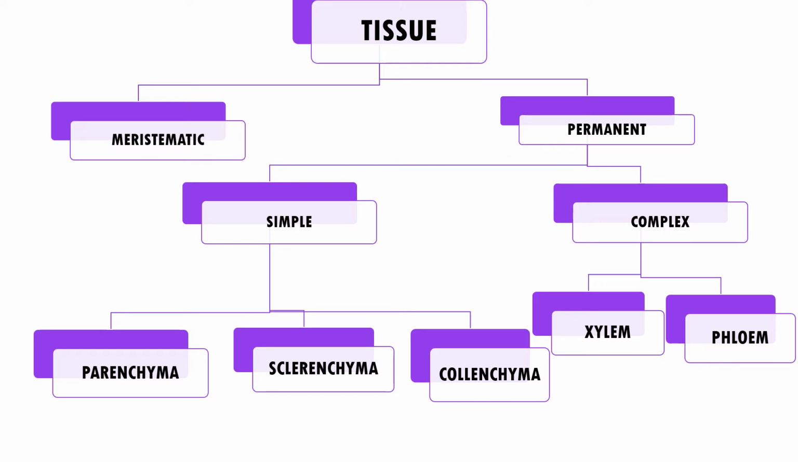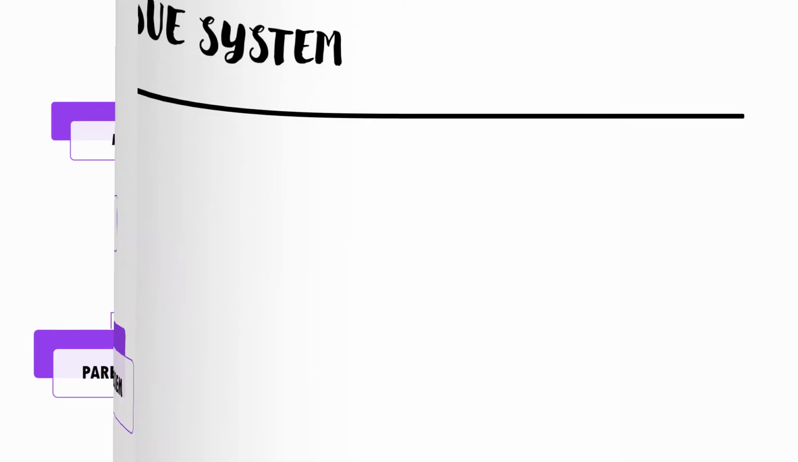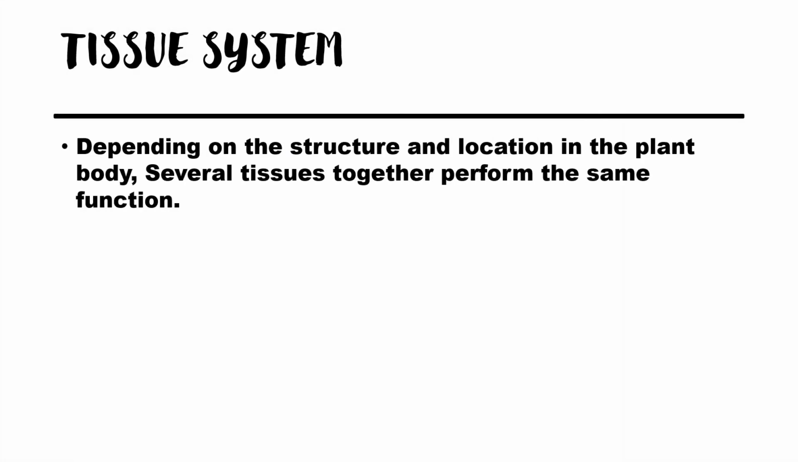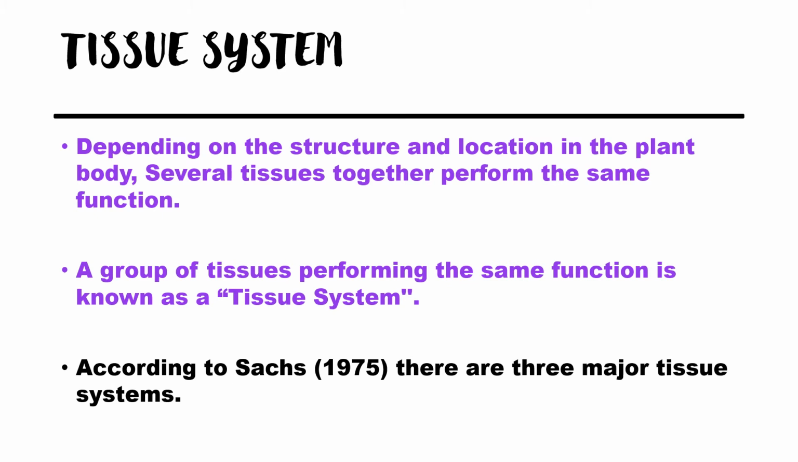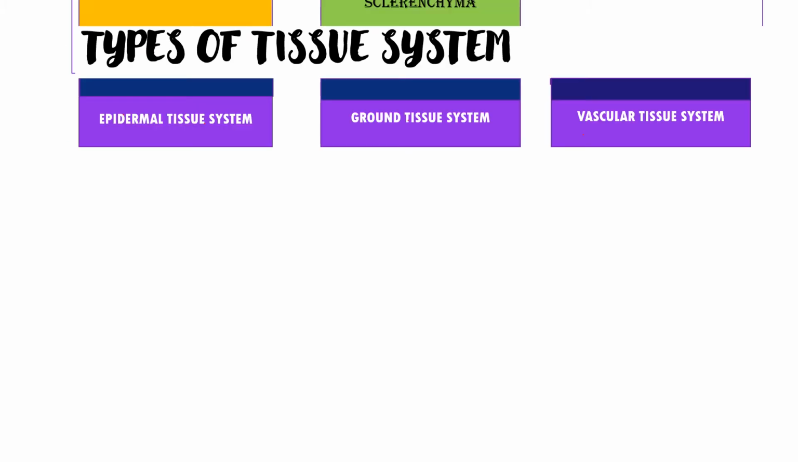Let us start tissue system. Depending on the structure and location in the plant body, several tissues together perform the same function. A group of tissue performing the same function is known as a tissue system. According to Sachs, there are three major tissue systems: epidermal tissue system, ground tissue system, and vascular tissue system.